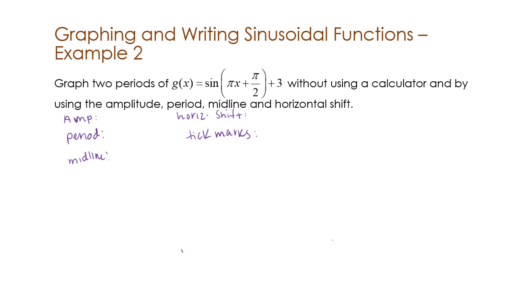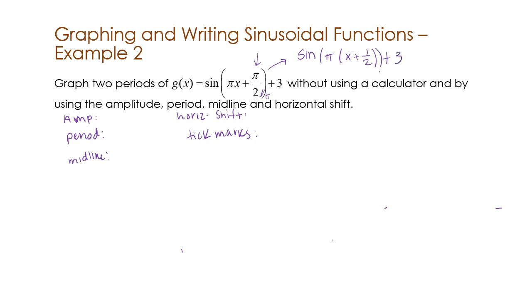Okay, so first things first, we can see that our phase shift would be negative pi over 2, because remember it's always the opposite. So if this is a positive, this would be a negative pi over 2. But the phase shift is not our horizontal shift. So let's factor this out. So this is going to be the sine of pi times x. So I'm taking a pi out. So take pi over 2, divide it by pi, and you're going to be left with 1/2.